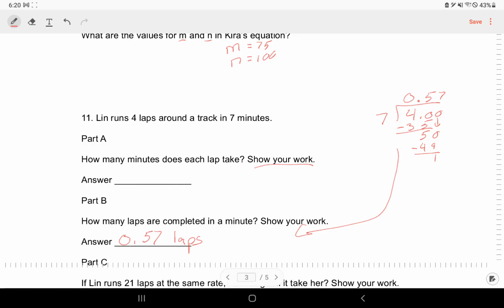This one we have to do the opposite way, because it's how long does each lap take. We do the minutes divided by the laps. And so 4 goes into 7 one time. Bring down the 0. 4 goes into 30 7 times. 2 left over. Bring down the 0. 4 goes into 20 5 times. So it's 1.75 minutes.